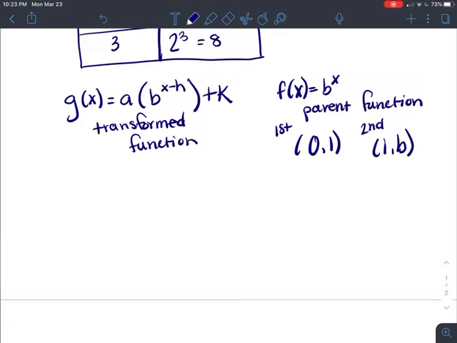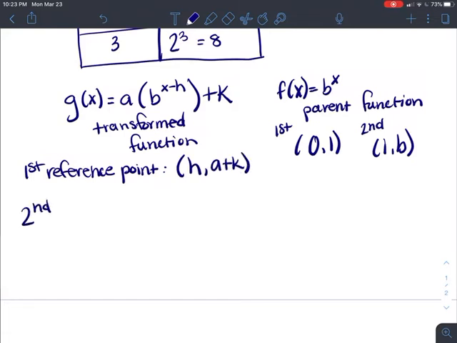For g of x, okay, our first reference point is no longer 0, 1. It's actually h, a plus k, and our second reference point, okay, is going to be 1 plus h, ab plus k, so ab is a times b, plus k, okay?